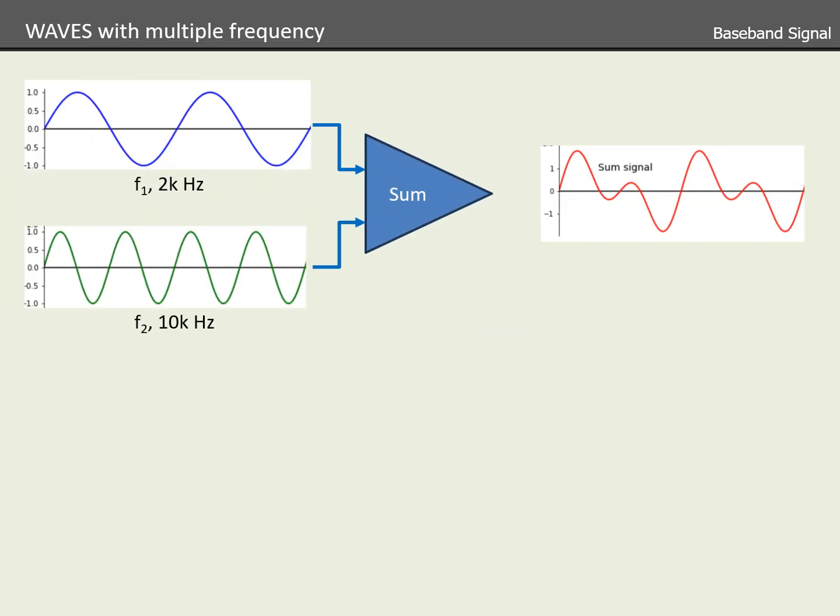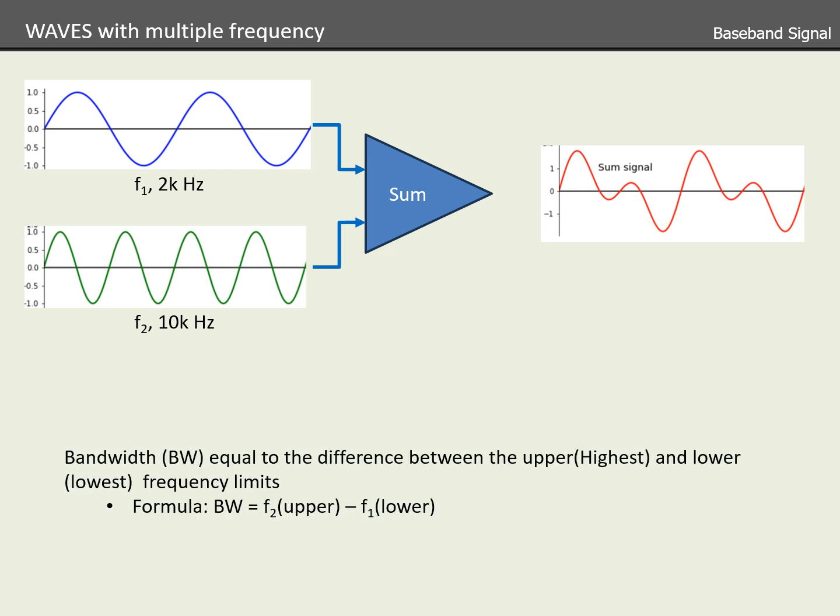A sound wave or radio wave is usually made up of multiple waves. Therefore, the bandwidth required for the system is equal to the difference between the highest frequency and the lowest frequency. In this example, the highest frequency is 10 kHz, and the lowest frequency is 2 kHz. Therefore, the bandwidth is equal to 8 kHz.